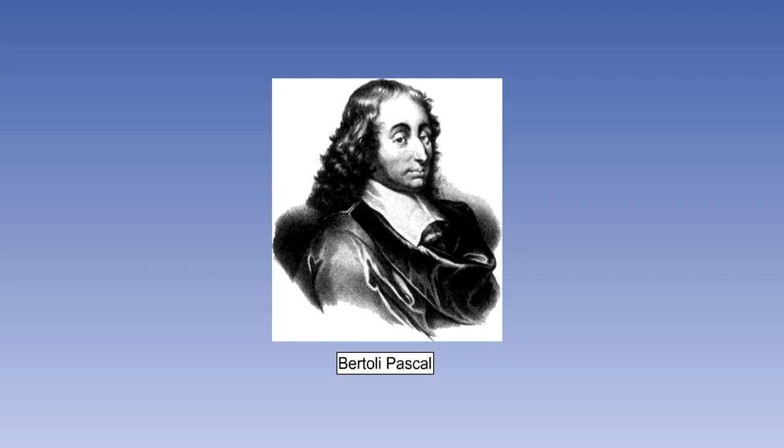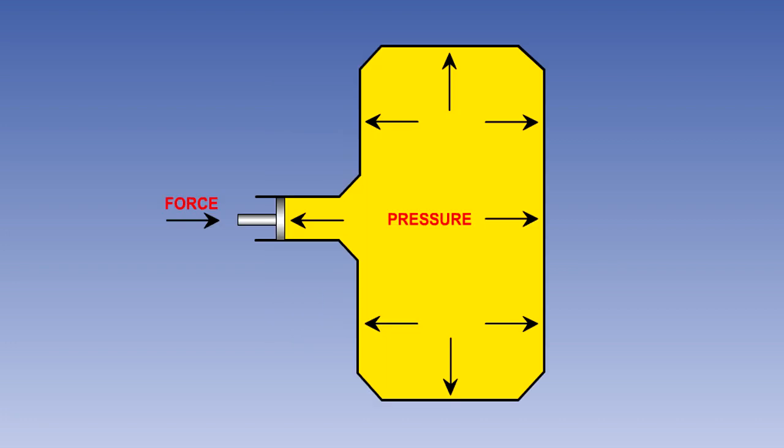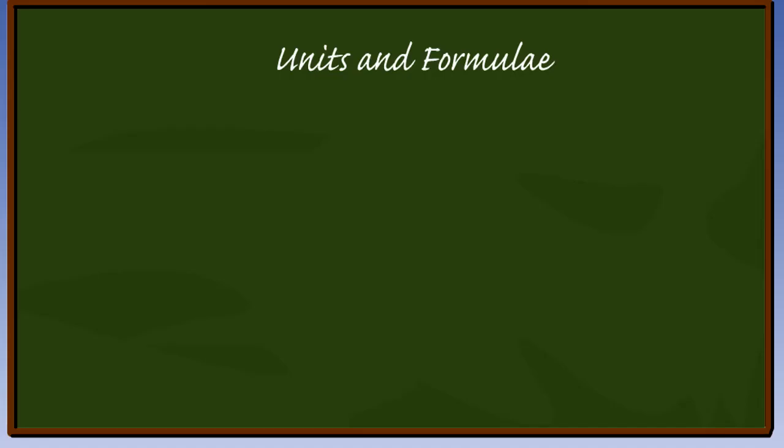Blaise Pascal was a 17th century French mathematician, physicist and religious philosopher. He discovered that if a force is applied to a liquid in a confined space, then the resulting pressure will be felt equally at all points. This fact is therefore known as Pascal's law, and is the principle upon which all hydraulic systems operate. However, before we get involved in Pascal's law, we first need to review some of the units and formulae used to measure pressure, area, force and work.